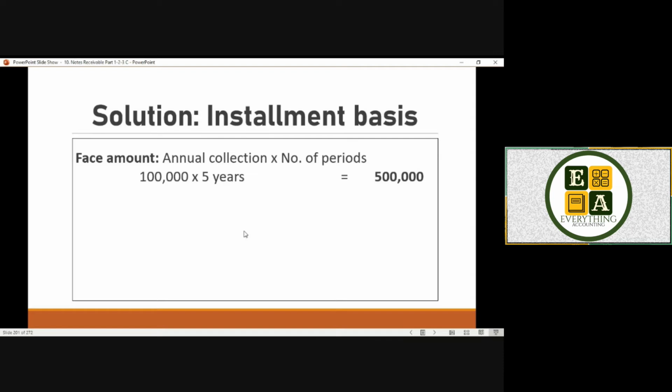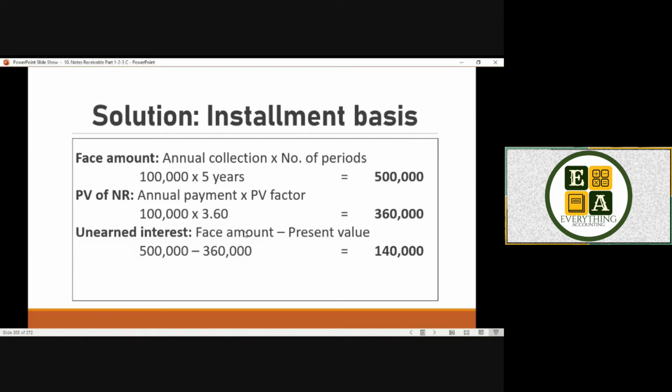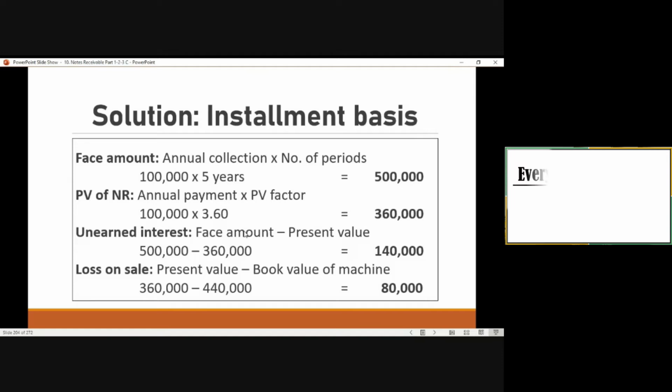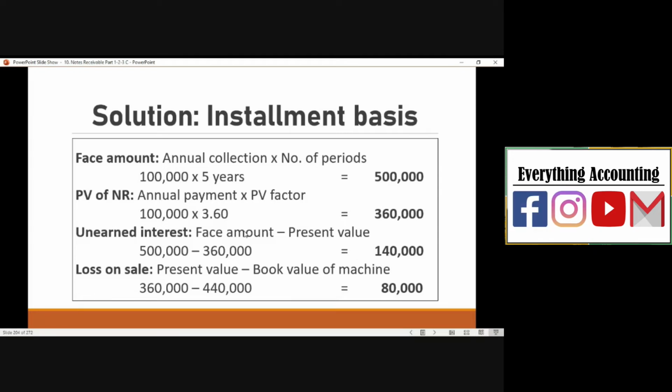5 years, that would be 500,000. Present value of the notes receivable is the annual payments times the present value factor, 100,000 times 3.60, that would be 360,000. The unearned interest is the difference between the face amount and the present value. That would be 500,000 minus 360,000, that would be 140,000. And the loss on sale is the difference between the present value of the note and the book value of the asset sold. That would be 360,000 minus 440,000, so equivalent to 80,000.